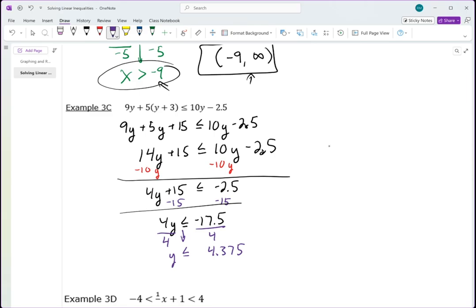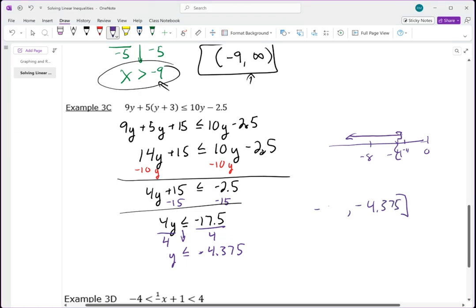And so now, again, I like to just kind of visualize, this would be about here and we're less than or equal to. So we're going to go off to the left. So that tells me that I'm going to start at this negative, oh, I can't seem to erase that. Make negative 4 right here. This negative 4.375. And it's going off to negative infinity.